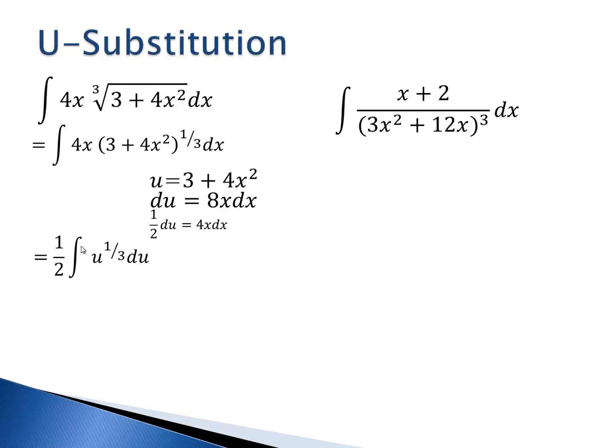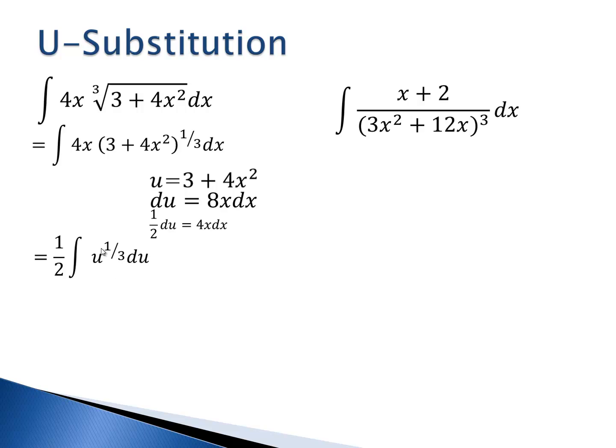Alright, so we get that 1/2 coming out from our 4x dx was 1/2 du, and then the rest of it is u to the 1/3, or 3 plus 4x squared to the 1/3, so u to the 1/3. And then the du is taken care of along with that 1/2. 1/2 du is the rest of it, 4x dx. Okay. And then we can integrate like normally.